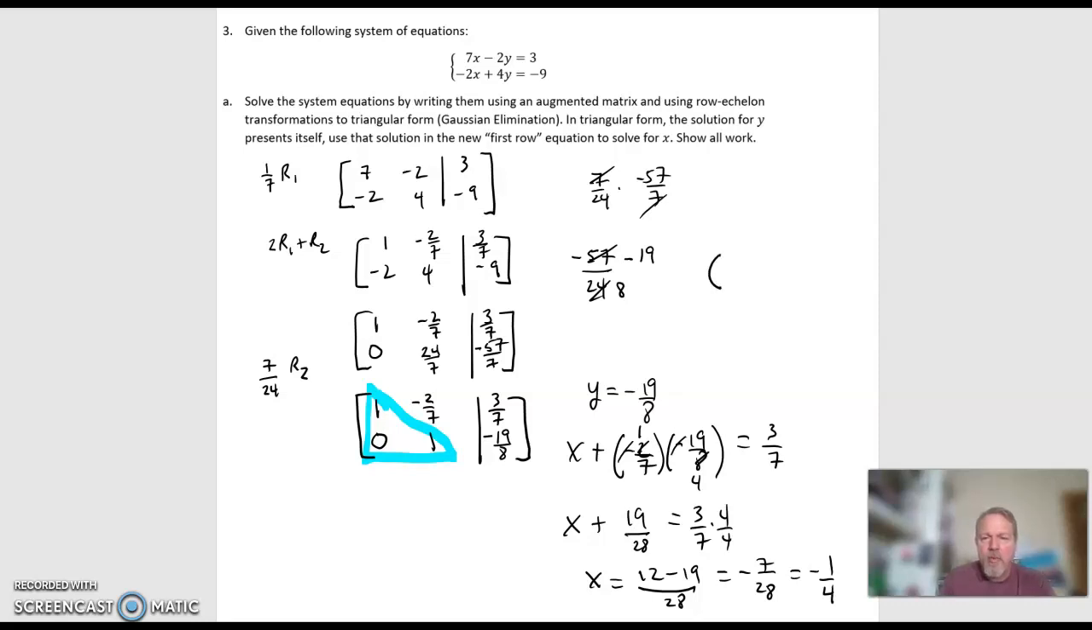Let's write it as an ordered pair. X equals negative 1/4 and y equals negative 19/8. And we'll verify it after we take this all the way to Gauss-Jordan elimination, augmented identity form. Okay, so I'm going to go ahead and copy this. I'll hit pause. I'm going to copy this triangular form to the next page and take it all the way to Gauss-Jordan elimination.